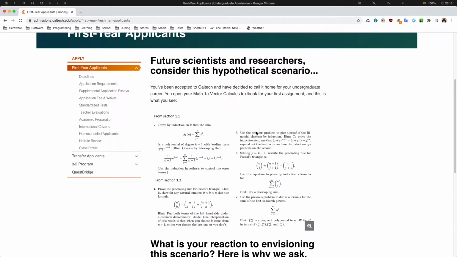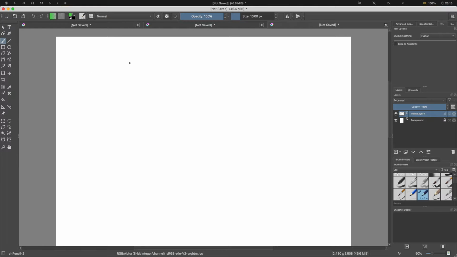So problem 6: setting j equals k minus 1, rewrite the generating rule and use it to prove a formula. Okay. So recall that our generating rule is n choose k plus n choose k minus 1 is n plus 1 choose k.